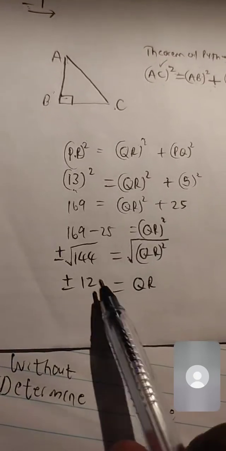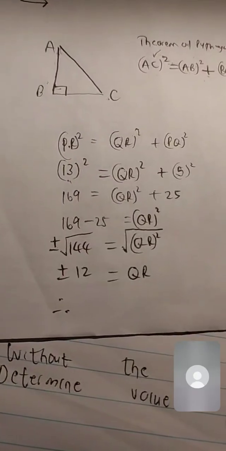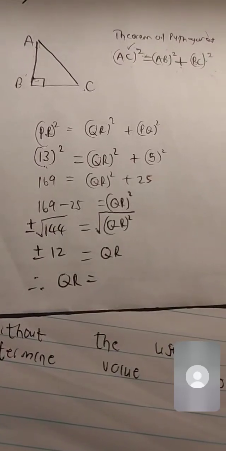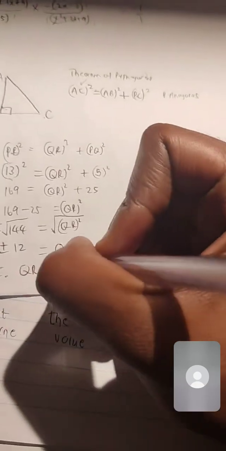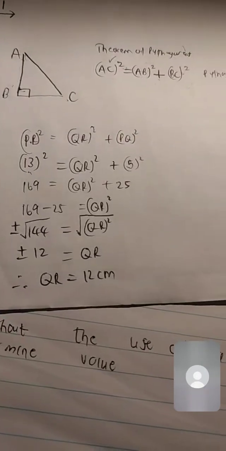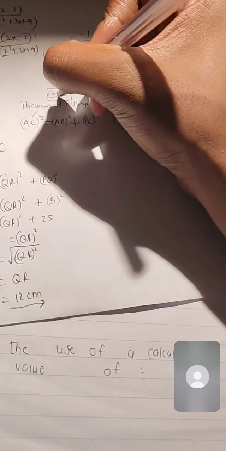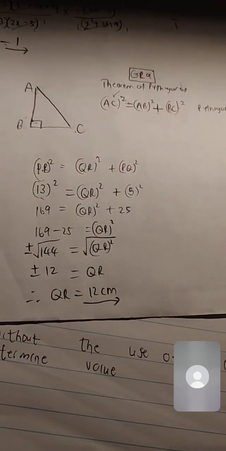What's the square root of 144, my dear? It's 12, sir. So there are 2 possible answers, a positive and a negative value. But we know our length can never be what here? Negative. So therefore QR is equal to what here? 12. 12 what here? 12 centimeters, sir. So here in trigonometry, your grade 9 Pythagoras is still important. You must not forget him. Okay, so thank you.